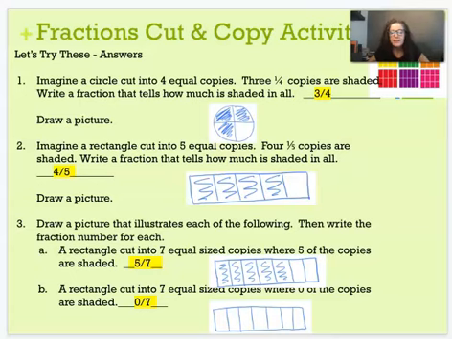All right. Here's the answers. The first one, I'm guessing you drew a nice circle split into 4 equal pieces and you shaded 3 of them, so that's 3/4. The second one, a rectangle with 4 out of the 5 shaded, that's 4/5. And a rectangle cut into 7 pieces where 5 of the copies are shaded is 5/7. And then the last one, 0 copies are shaded, which is 0/7.